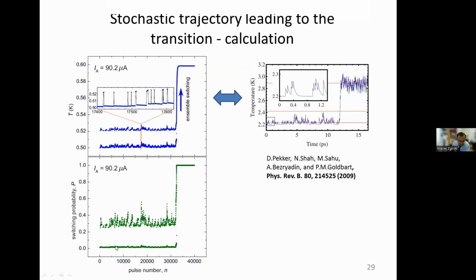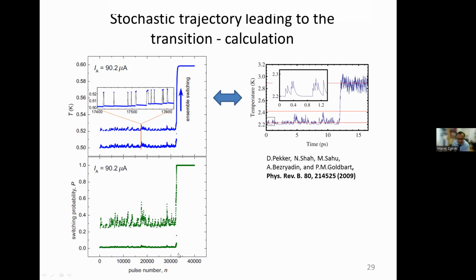You will find that the switching probability takes on a random character. The switching probability for each pulse changes randomly, jumping between two branches. And after some time, the switching probability goes to 1, and this is also the moment when the electron temperature goes to 600 millikelvin. So electrons are overheated in this state at the moment of the testing by 600 millikelvin.